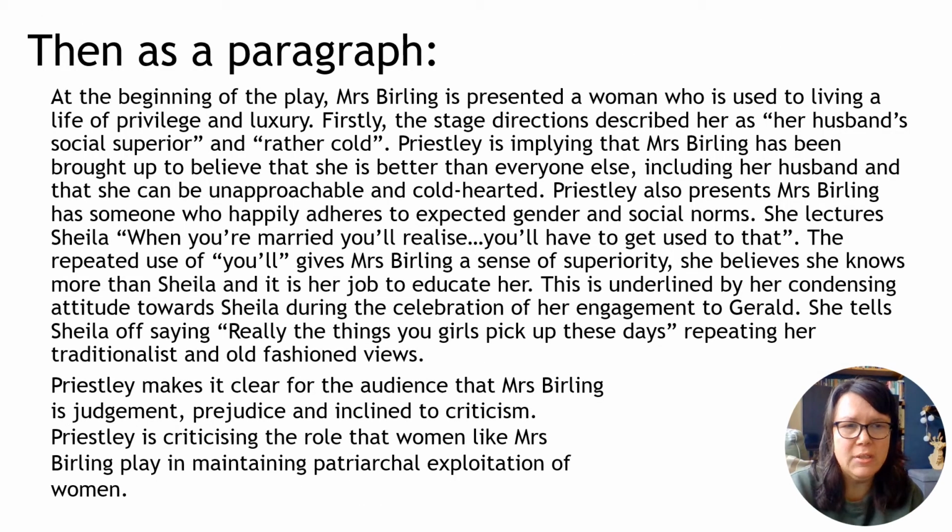All right, so what might this look like as a paragraph then? I've written this up in a way that you might write this in the exam, and we're just going to have a look at it very quickly, and we'll talk about AO1 and AO2 as we go. So at the beginning of the play, Mrs. Birling is presented as a woman who is used to living a life of privilege and luxury. So we're putting in some of those key terms that we know about Mrs. Birling, showing how she's presented from the very beginning. Firstly, the stage directions describe her as her husband's social superior and rather cold. And that's one of the ways that you can keep your answer slightly shorter. You're putting 2 quotes in that are important, but you're putting them together in one sentence.